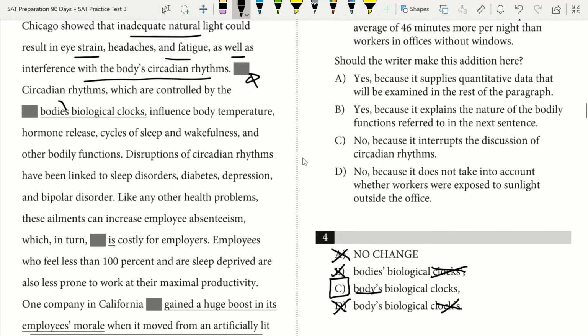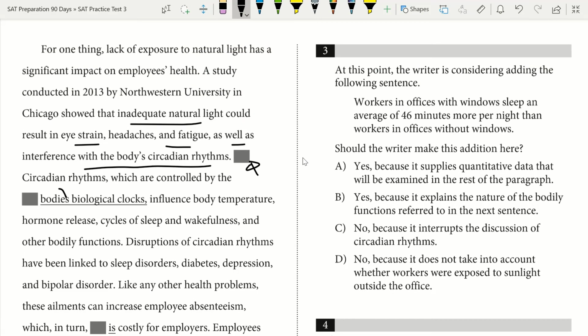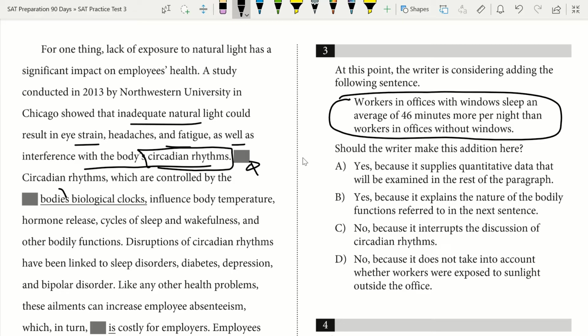Okay, let's go back and answer 3. Should the writer include "workers in offices with windows sleep an average of 46 minutes more per night than workers in offices without windows"? Okay, well, we shouldn't add this because we're talking about the body's circadian rhythms. And if we include that right there, this sentence that I'm circling that we're asked if we should add, we're going to disrupt our discussion of these circadian rhythms, right? We want to keep those two discussions of circadian rhythms together, so we don't want to interrupt them. Okay, so our answer would be C, no, because it interrupts the discussion of circadian rhythms. All right, so now we can go and move on.